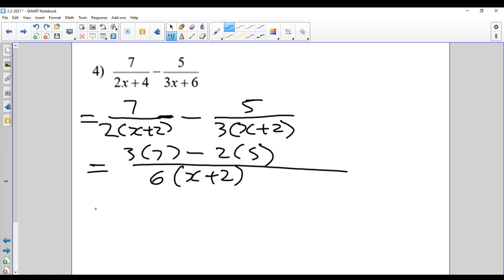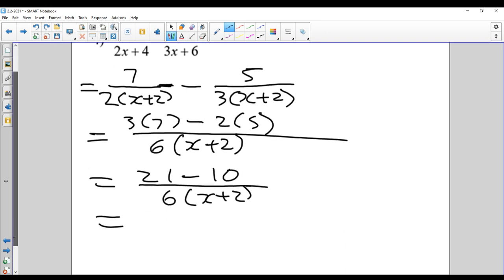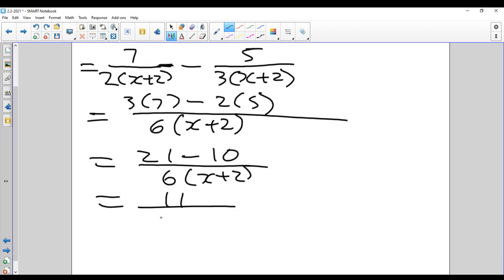So what I'm going to end up with is this. 21 minus 10 over 6 into x plus 2, which means I'm going to have on top here 11 over 6 into x plus 2. And that's the end of the road. That's it. That's all. That's done. Except for the restrictions.